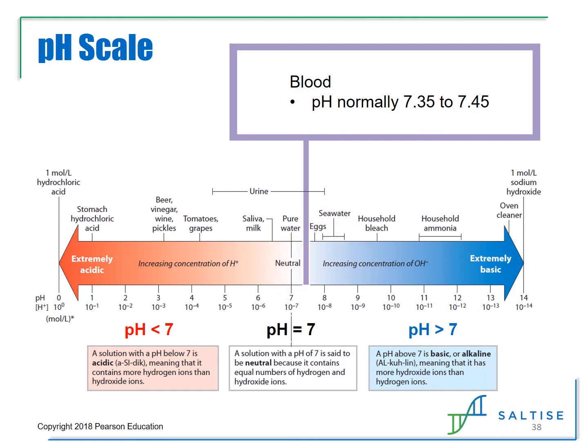Blood has a pH that is normally between 7.35 and 7.45. It's critical that the blood pH is maintained because a pH below 7 can produce a coma, and a pH above 7.8 can cause uncontrollable and sustained skeletal muscle contractions.